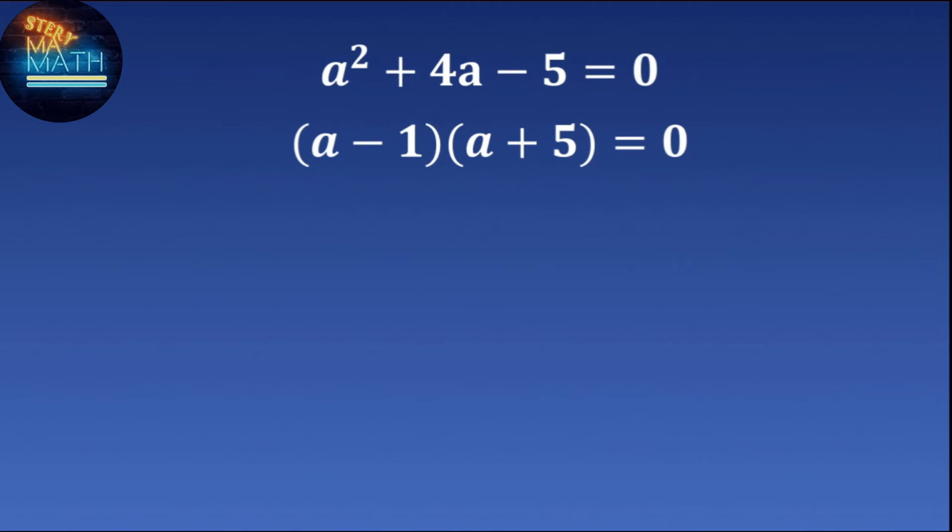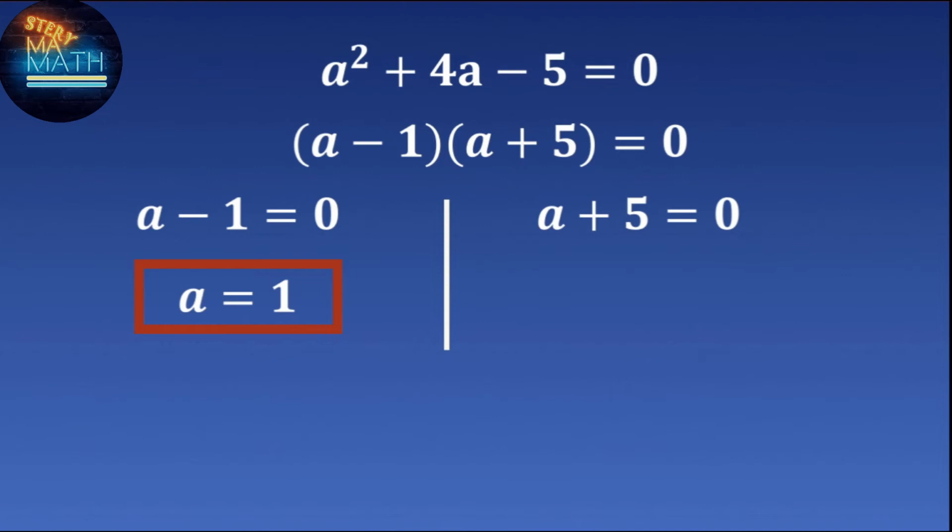Now let's deal with the first factor, which is a minus 1 is equal to 0, so a is equal to 1. And the second factor, a plus 5 is equal to 0, so a is equal to negative 5. Now we have the values: a is equal to 1 or a is equal to negative 5. Let's take a different example.